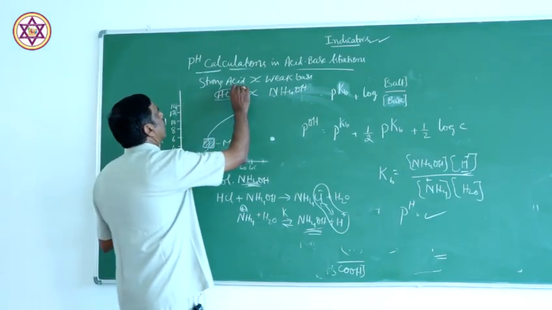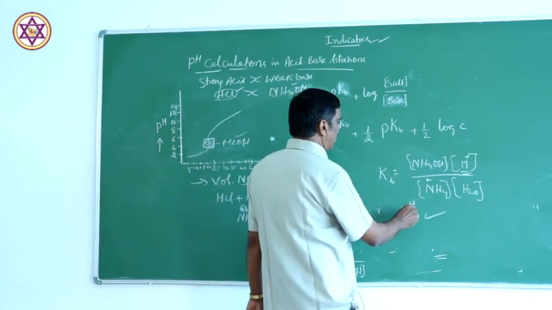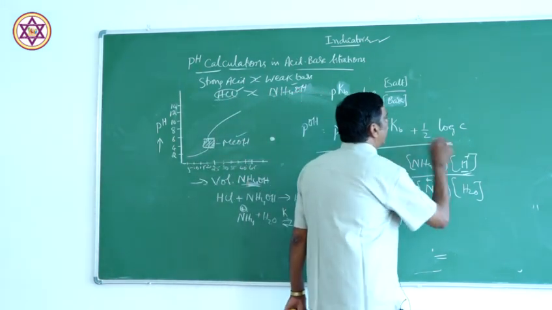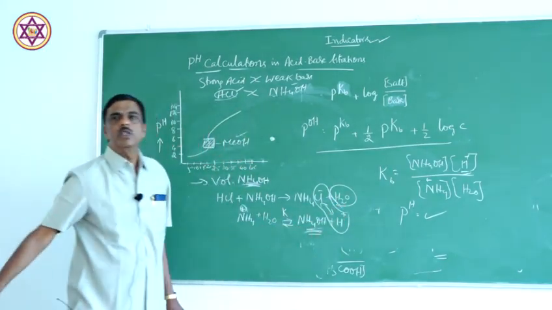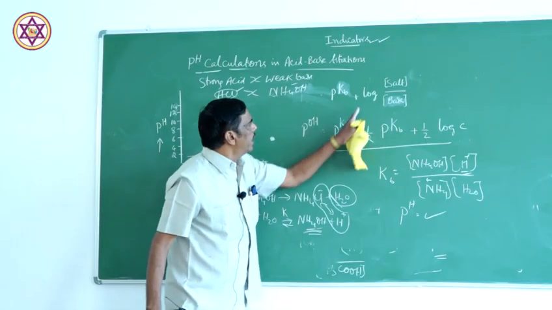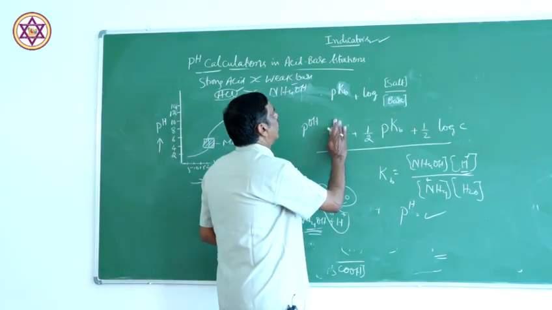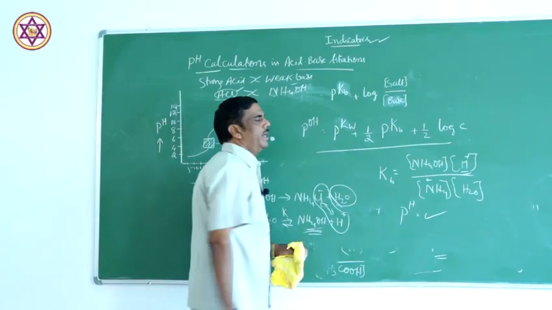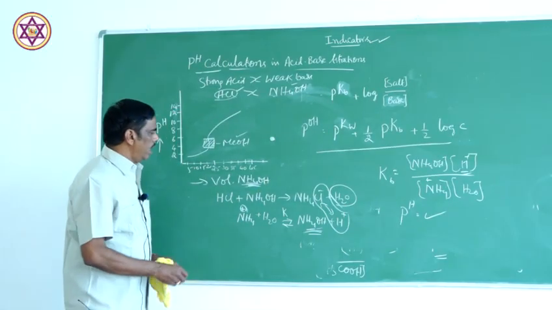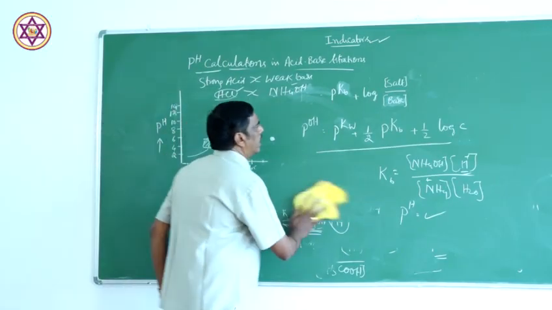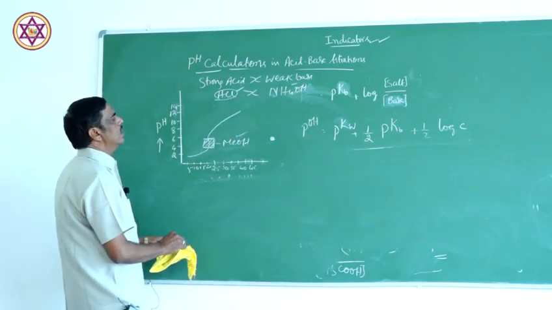That is about strong acid versus weak base titration. And pH is determined, and pOH can also be determined by considering the dissociation of water. Therefore, pKw is also taken into consideration. So pOH and pH can be calculated. So that is about the titration of a strong acid versus weak base.